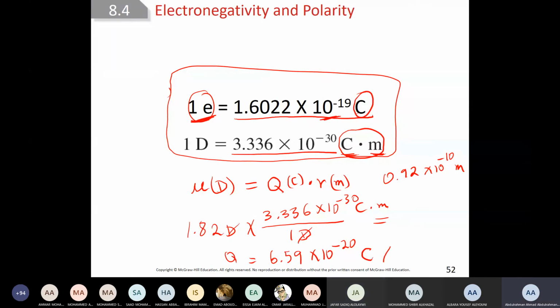Can you change it now to electrons? Yes, divide by 1.6022 times 10 to the power minus 19. Go ahead. Then what will be the charge in electron charge?